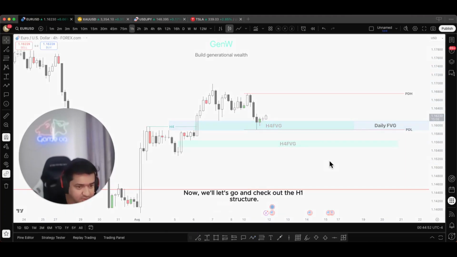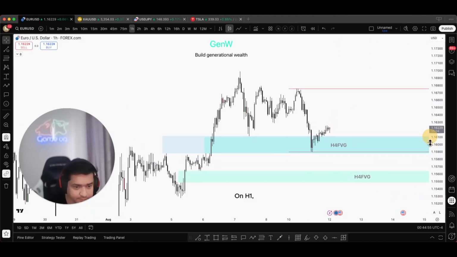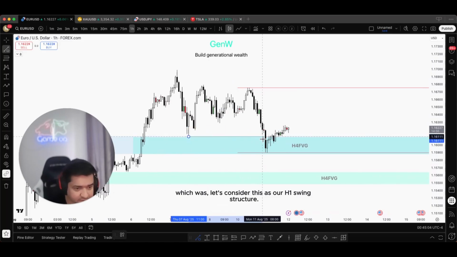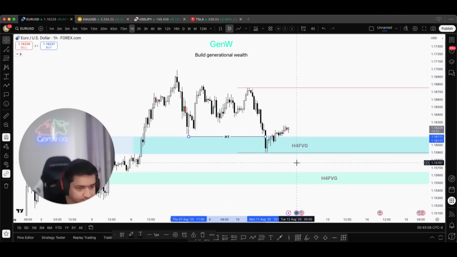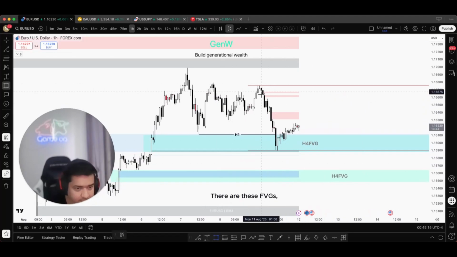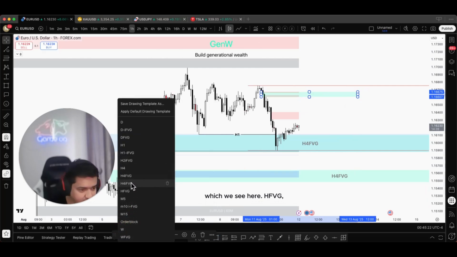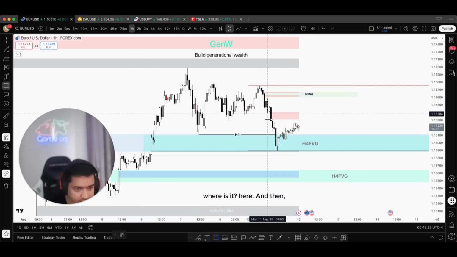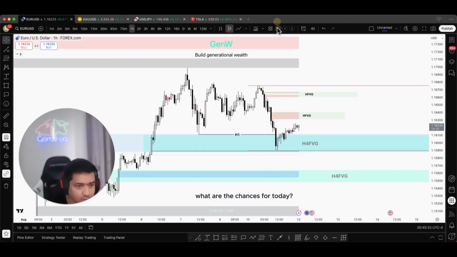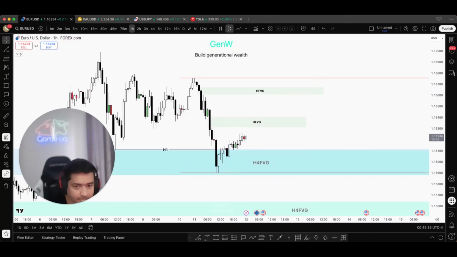Now let's go and check out the H1 structure. On H1, what has happened? We had seen a nice bearish reaction, which we'll consider as our H1 swing structure. Now there could be two scenarios, right? Let's plot the FVGs. There are these FVGs, which we see here. H1 FVG, where is it? Here. And then there is this H1 FVG right here.